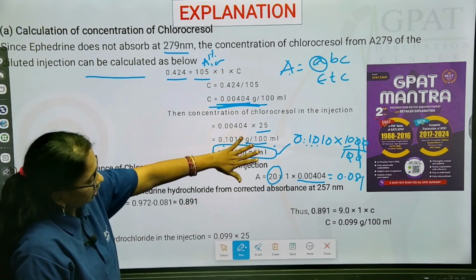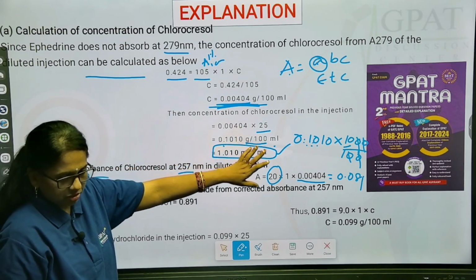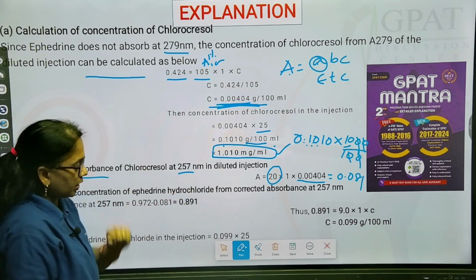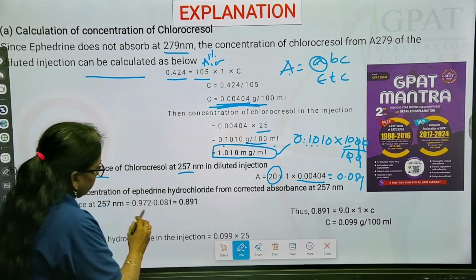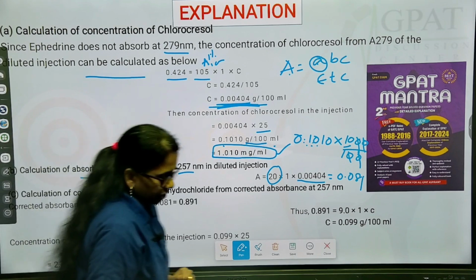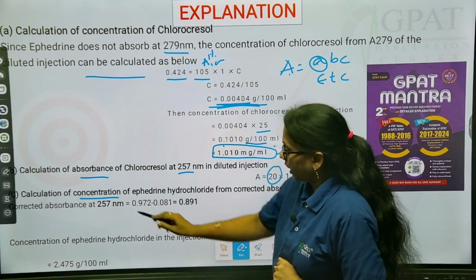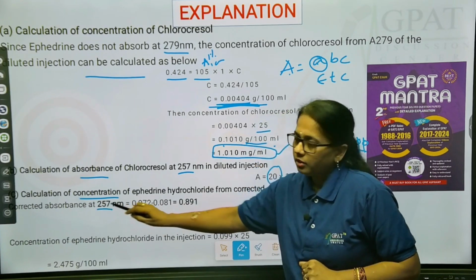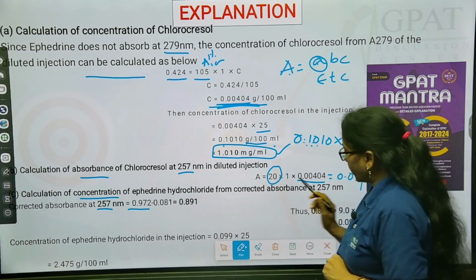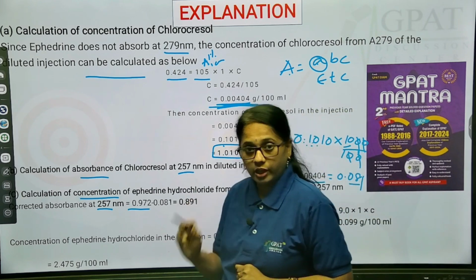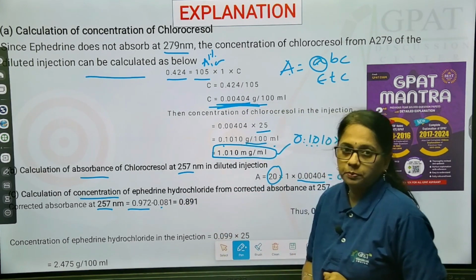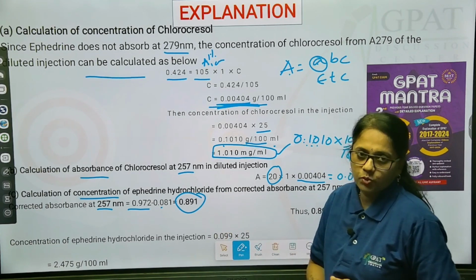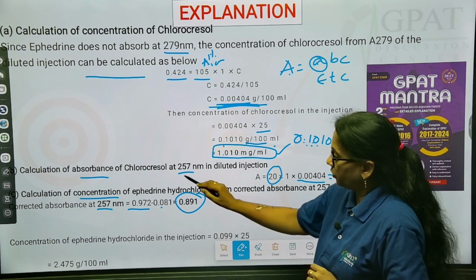So till here we have calculated the chlorocresol contribution. Now we need to subtract this value from the absorbance value they have given at 257 nanometers. They have got the absorbance value of 0.972, but at 257 chlorocresol also has absorbance, which we have calculated as 0.081. So we need to subtract this value. Finally, you are going to get 0.891. This is the corrected absorbance value for ephedrine hydrochloride at 257 nanometers.